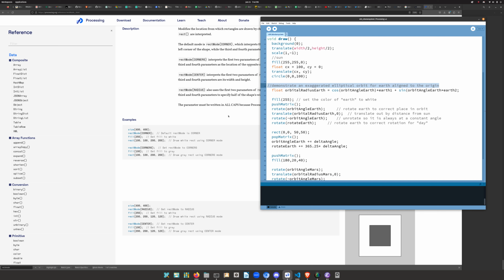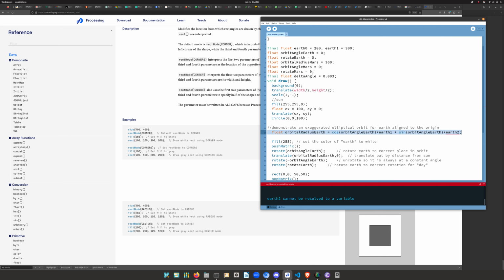But if you look it up, NASA has all these orbital numbers. They give you the equations, so you can actually get this stuff live from a database, throw it into your code, and compute it from there. It's really cool, but it's huge amounts of work. I'm missing a close paren here. Okay, and we run. Earth 2 cannot be resolved. Oh, I said 0 and 1, excuse me. So Earth 0, Earth 1, go.